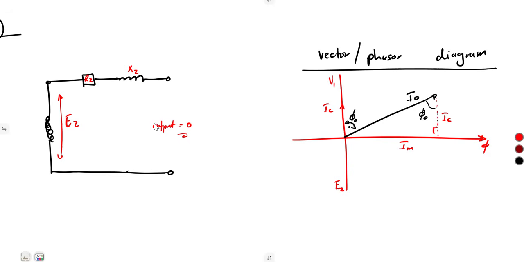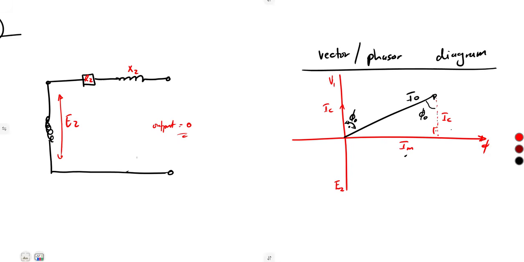So this is the idea, guys, and we can actually play with our mathematics because we are saying our no load current is the phasor sum. From Pythagoras, that is the square root of IM squared plus IC squared. That is the phasor sum.